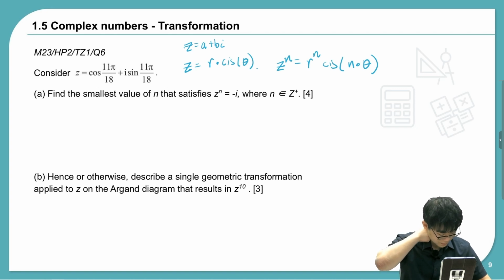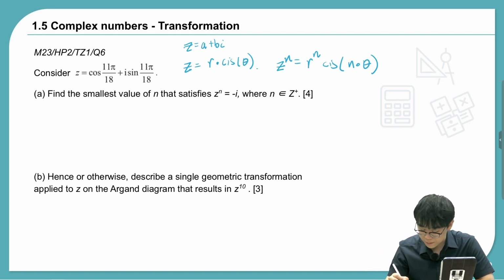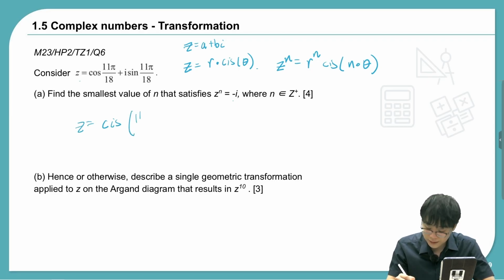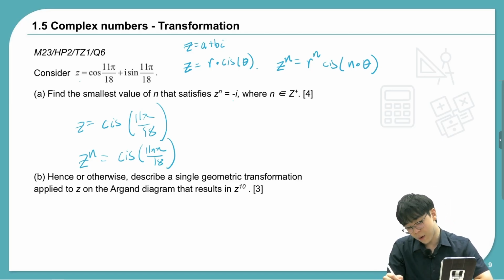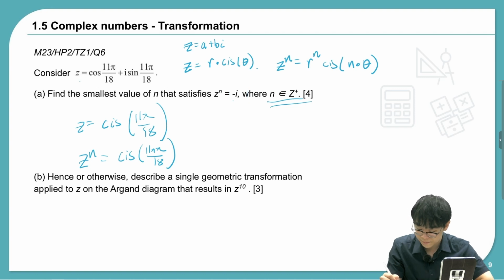So let's begin. So we have z to the power of n is negative i. So we would say z to the power of n, that's just cis. So if z is going to be cis 11 pi over 18, then z to the power of n is going to be cis 11n pi over 18. And we're asking ourselves, what positive integer value of n should we have in order to have negative i, right?